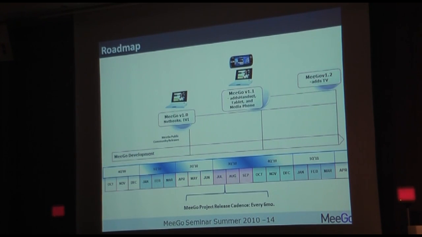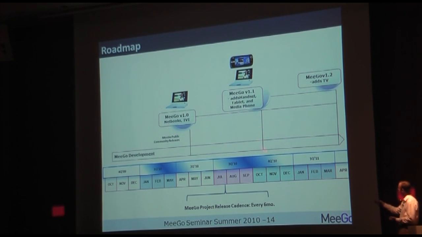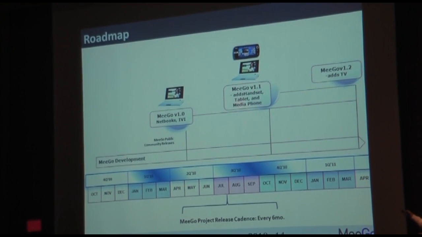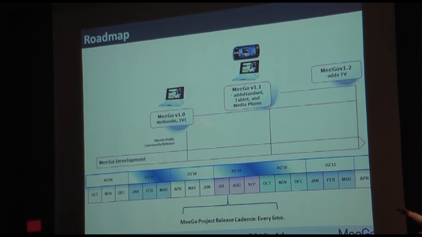So the roadmap, again, we have our 6-month cadence, next release being 1.1, coming in October. Specifically adding support for handset, tablet, and media phone. We have this running on a couple of media phone platforms. You may not have noticed, but there is a 1.0 IVI release. So this is basically supporting MeeGo on some specific IVI platforms. And that will carry forward. And then in 1.2, we expect to add support for connected television as well.